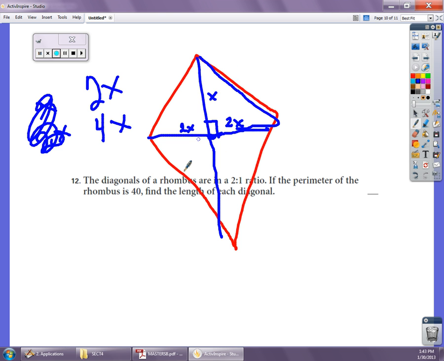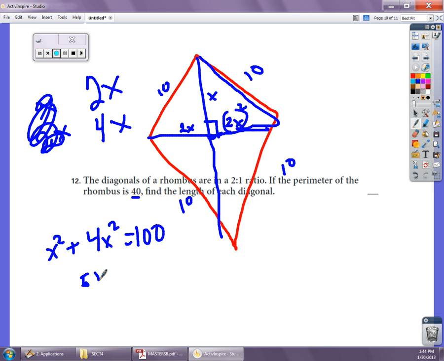because this one will also be x. Well, now you have the legs of the triangle, and since we know the perimeter of a rhombus is 40 and all sides are equal, we automatically know all the sides are 10. Well, I can figure out what x is because I can use the Pythagorean theorem. This squared plus this squared will equal this squared. So x squared plus, if I square 2x, remember it's 4x squared, is equal to 100. 5x squared, when I combine them, is equal to 100. I divide by 5, I get x squared equals 20.